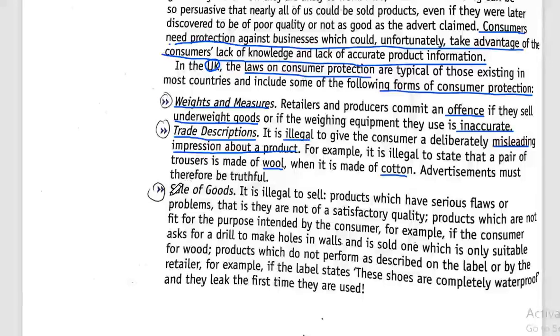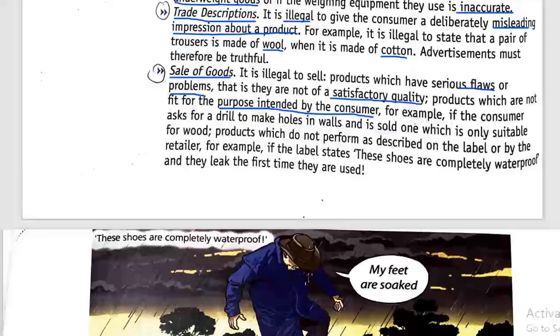The sale of goods: it is illegal to sell products that have serious flaws or problems. So make sure that you're selling perfectly made goods. If it has any flaws or any problem, definitely it's not going to be of satisfactory quality, and it's not going to fulfill the purpose of the consumer. He was thinking it's going to be one thing and it turned out to be something else, or there's something wrong with the product itself.